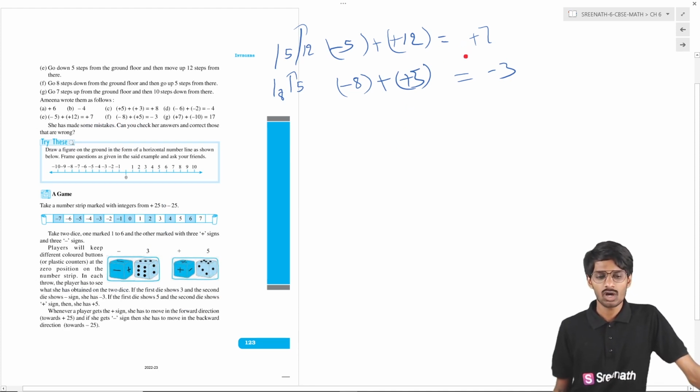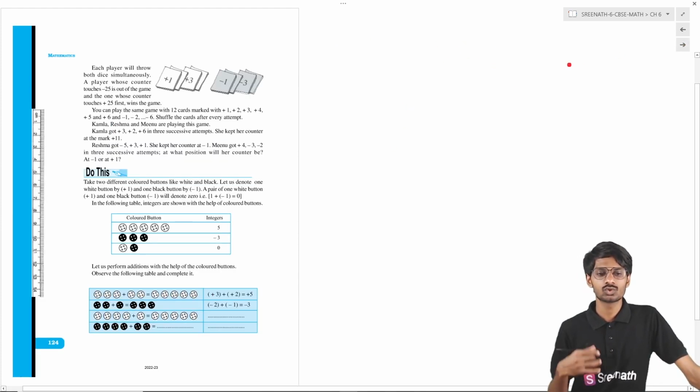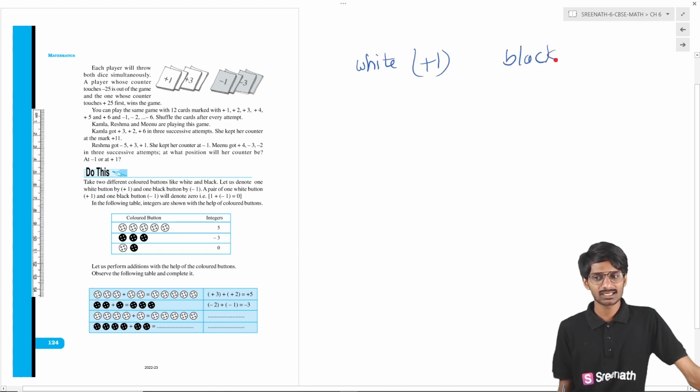Okay, so now we'll come to understand more about addition of integers using colored buttons. If there is a white colored button, you have to mark it as +1. If there is a black colored button, then you have to name it as -1, students. So here 5 white buttons are represented by the integer 5. Here 3 black buttons, so you have to represent it as -3.